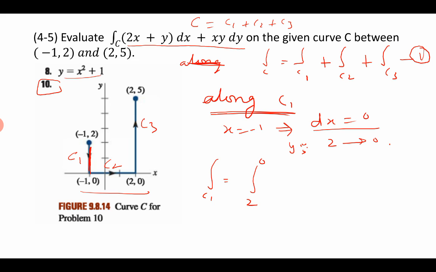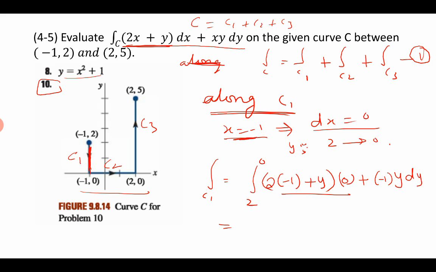And what is 2x? The x value is negative 1. So 2 into minus 1. Y is the variable now. Dx is 0 because this line is parallel to the y-axis. X is constant, so dx is 0, and x is negative 1. Y is variable, dy. First term is 0, second term is minus integral y dy from 2 to 0.